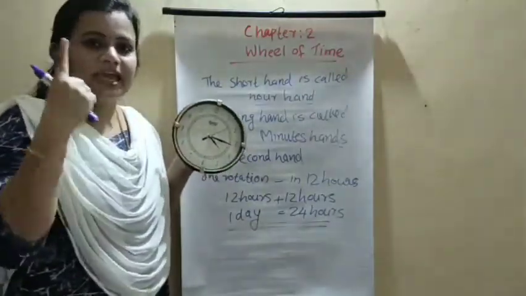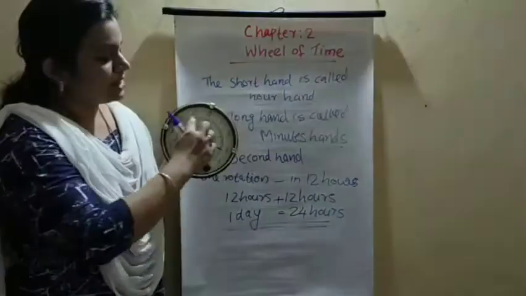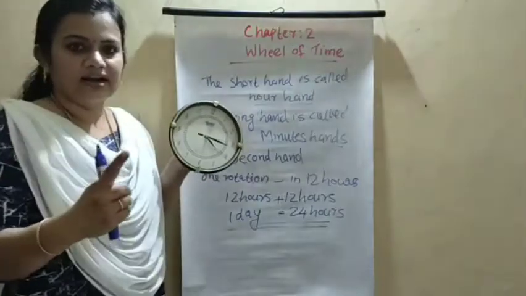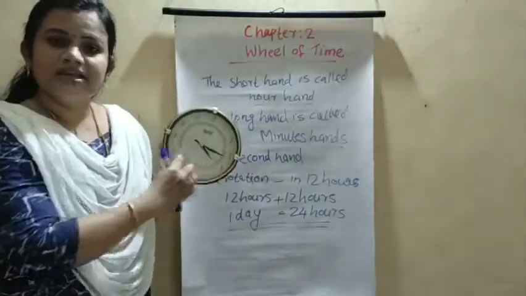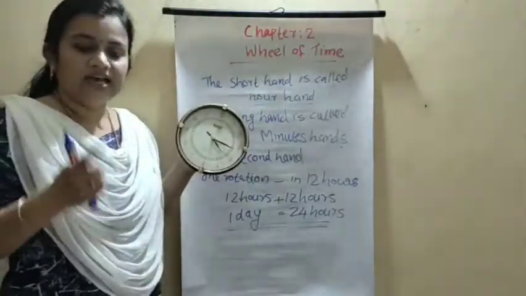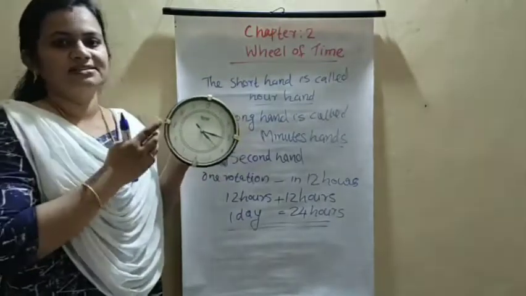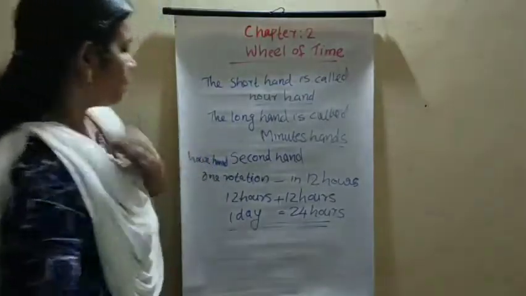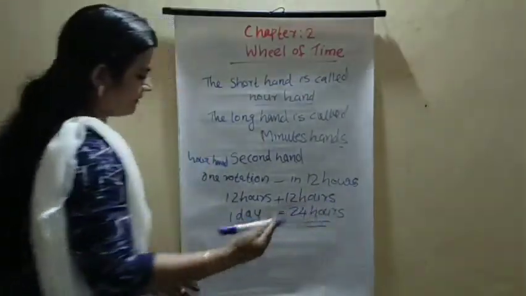The minute hand completing one rotation makes 1 hour. Then the hour hand completes one rotation in 12 hours. Understood all? So we can write that 1 day equals 24 hours.